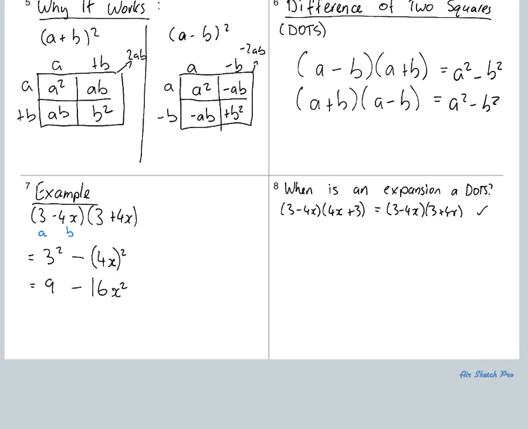Questions? I'm happy with murmuring as long as the murmuring is because you've got questions you need me to answer. Okay, a few more then. 6 plus 8y times 3 minus 4y. That's really similar to the first one we did with the perfect squares. There is a common factor in 6 and 8. So I'll take out the common factor of 2. And I'm left with 3 plus 4y, sorry, times 3 minus 4y.